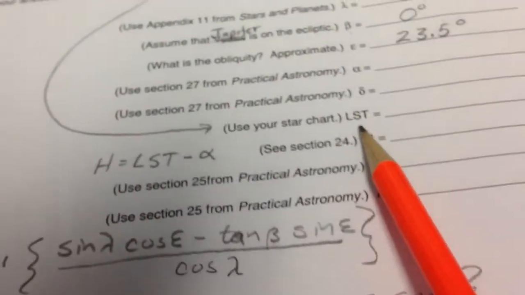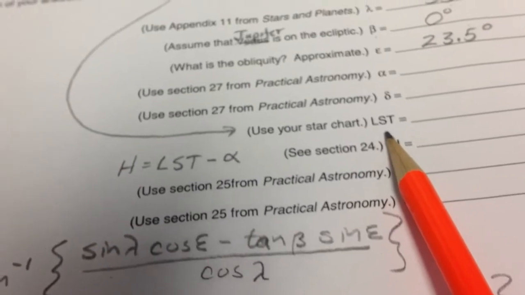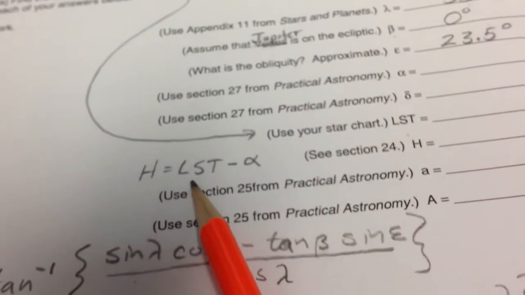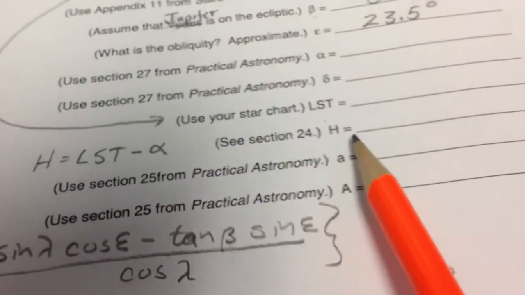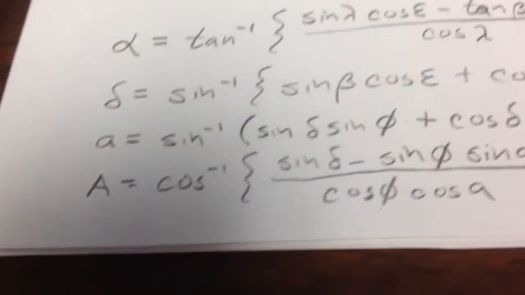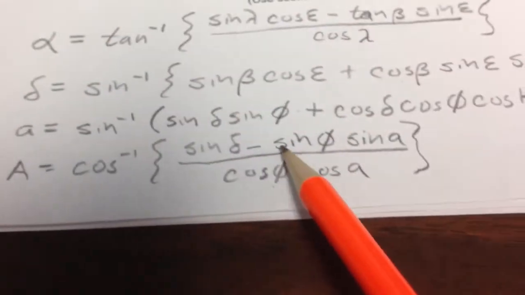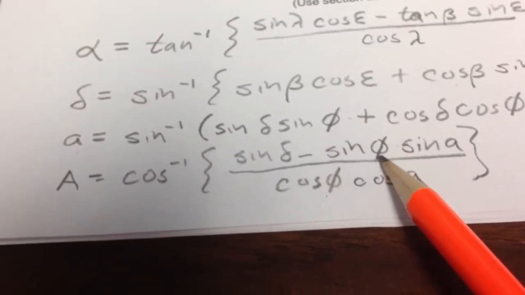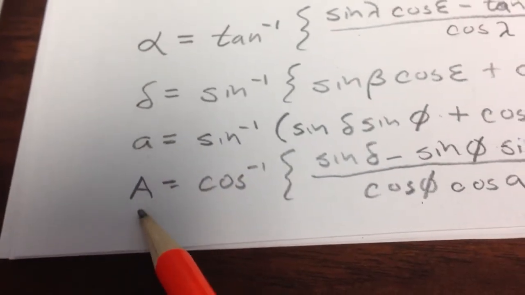Then you're also going to find out what the local sidereal time is using the star charts. To do that, using that date and time, you'll use this equation here to figure out what the hour angle is. Make sure you record that in degrees. And then you use that number down here when you're calculating the altitude, and also you'll need your latitude from a previous problem in this calculation to find the altitude and azimuth.